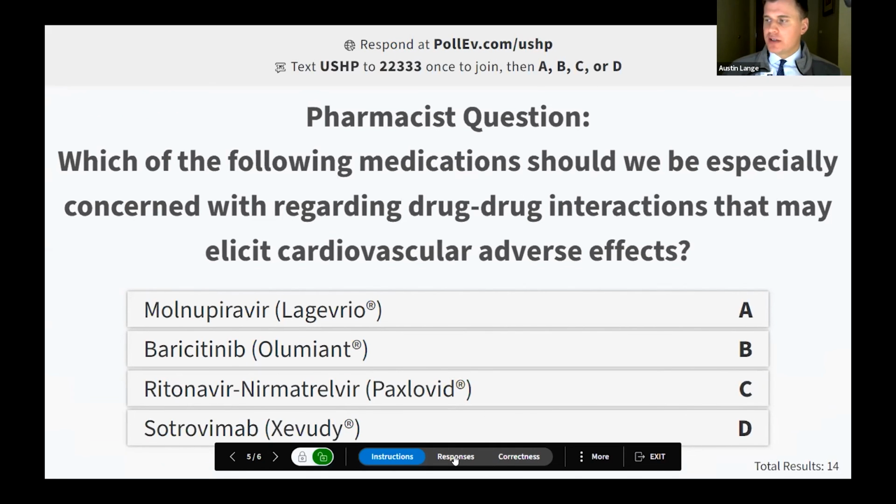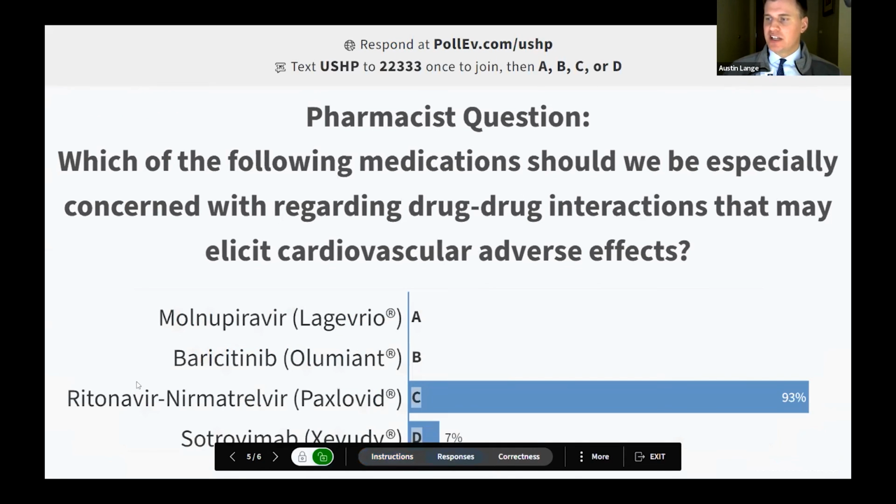Responses are slowing down a little bit, so in the interest of time, and we nailed it here, so 93% and 100%. So the ritonavir portion of that has the drug-drug interactions, and especially if we're going to be dispensing in the community, you want to make sure we can properly have a conversation with the patient and make sure that there's no concerning drug-drug interactions.